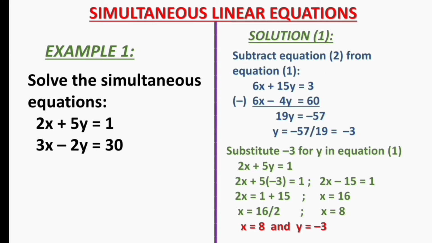Here, I'm substituting the value for y, which is minus 3, in equation 1. Substituting and calculating carefully, you're going to see that the answer for x is equal to 8. That gives the answer to the simultaneous equations in example 1 as x is equal to 8 and y is equal to minus 3. I hope this solution is clear to you.